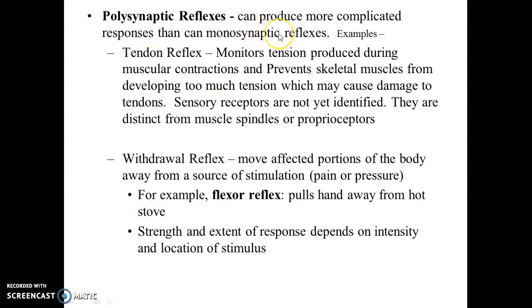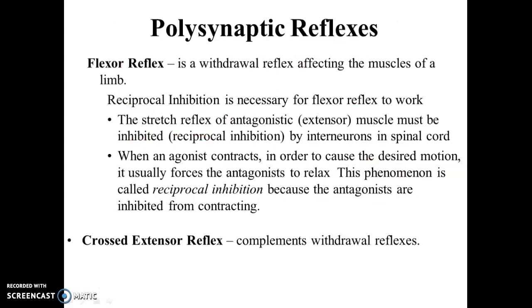Polysynaptic reflexes can be more complicated. We're going to go over that next. Another name for polysynaptic, depending on what type it is, we're going to talk about a withdrawal reflex. A flexor reflex is a withdrawal reflex affecting the muscles. And for this to happen, you have to have what's called reciprocal inhibition, where there's a stretch of the muscle, the opposite muscle has to relax.